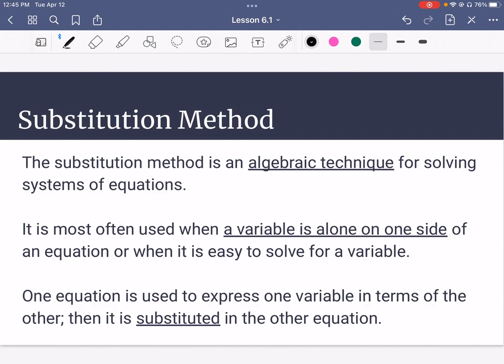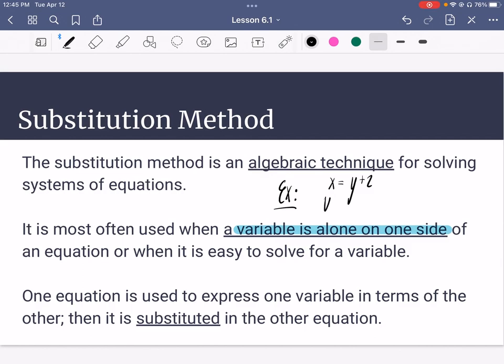Okay, great. We're moving on to our second method for today, substitution method. Substitution method is one of the algebraic methods that we're going to use for solving systems of equations. We will talk about a couple of others in the next few lessons. The time that we use substitution most often is when we already have a variable alone on one side of the equation.